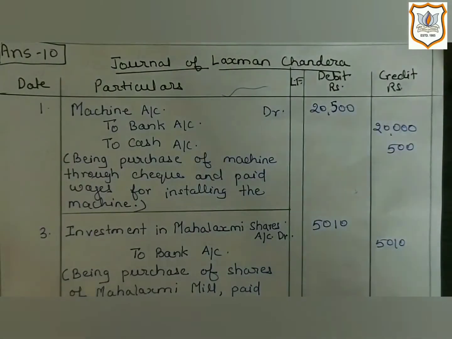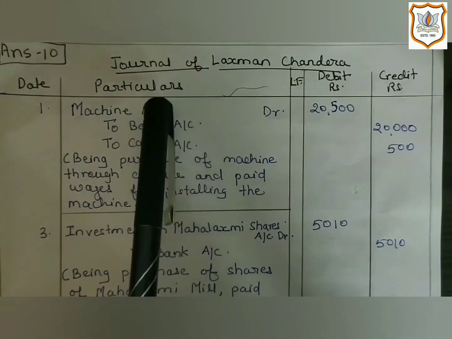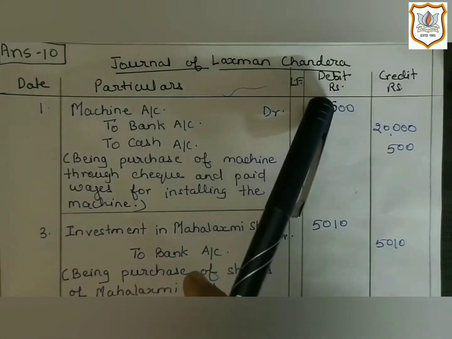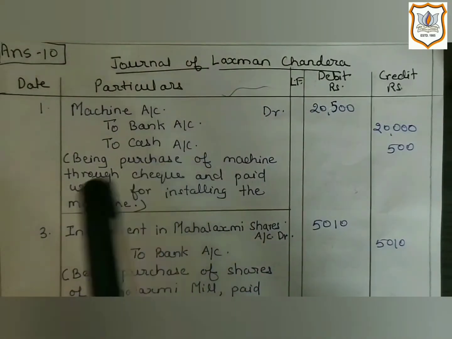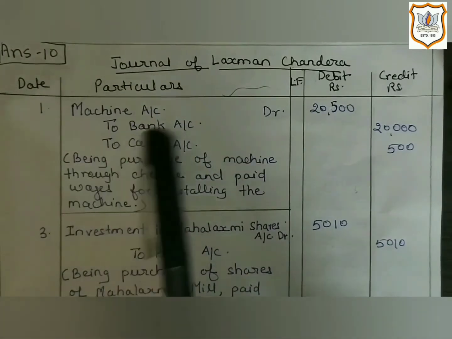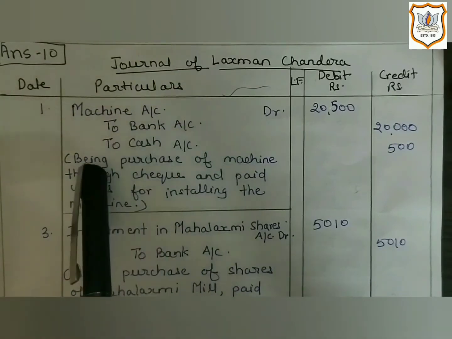Here is the answer. First we will write the heading. We'll write it as Journal of Lakshman Chandera. So here, as you can see, I have made 5 columns. As we have seen, 3 accounts are involved in it: machine account, bank account and cash account.